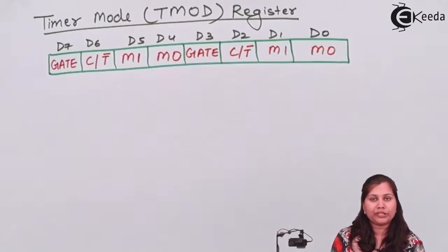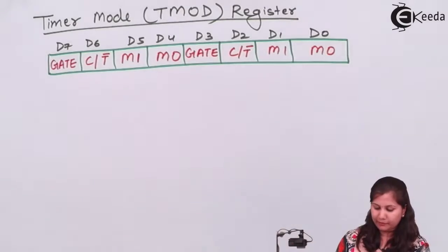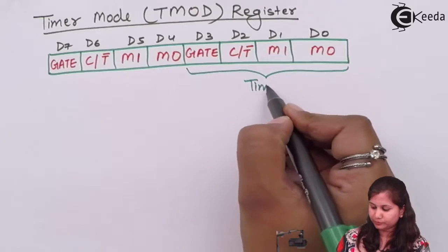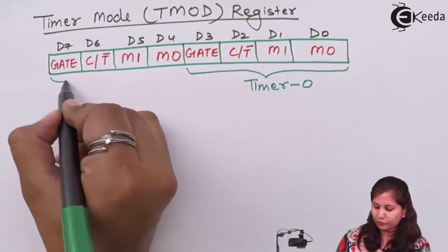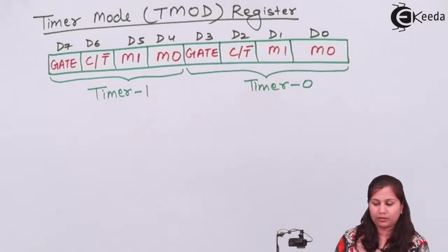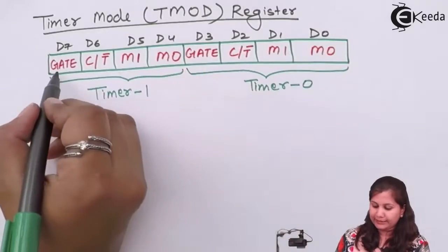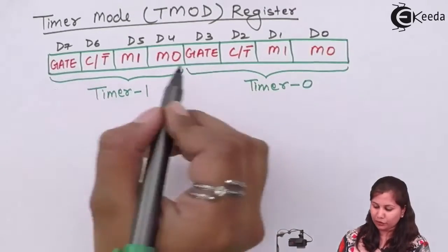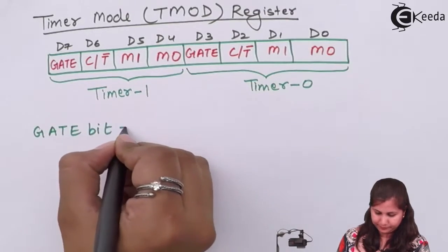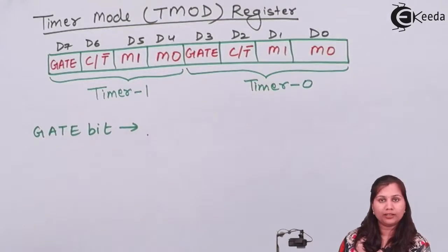So this timer mode register is an 8-bit register. 8 bits are specified here. Out of these 8 bits, the lower 4 bits are for timer 0 and the upper 4 bits are for timer 1. Now each of these 4 bits has a specific function. Like this D7 and D3 bits are for the gate. This gate bit means starting and stopping of the timers.